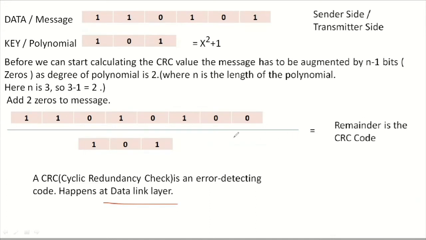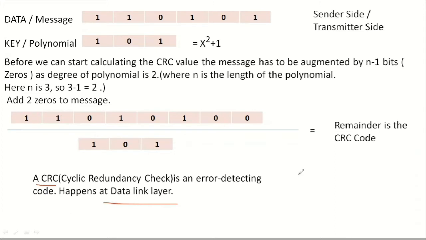So in this class, we'll be looking into what is cyclic redundancy check. Cyclic redundancy check, also called CRC, is an error detecting code that is commonly used in digital networks and storage devices to detect accidental changes to the raw data.